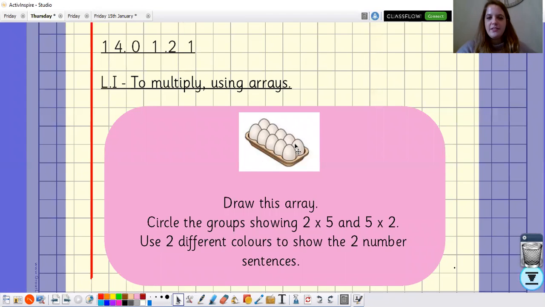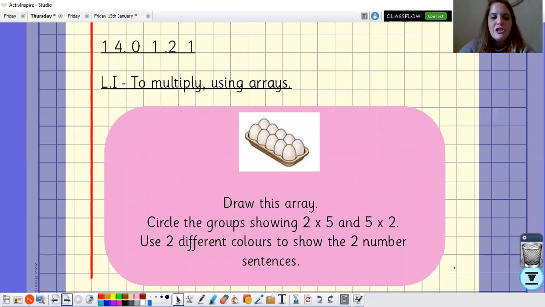Okay, so hopefully you've had a chance to draw this array, your 2 rows of 5. I'd like you now to circle the groups showing 2 multiplied by 5 and 5 multiplied by 2. So circle the 2 groups of 5. You may want to do that in one colour, and then circle the 5 groups of 2 in another colour.